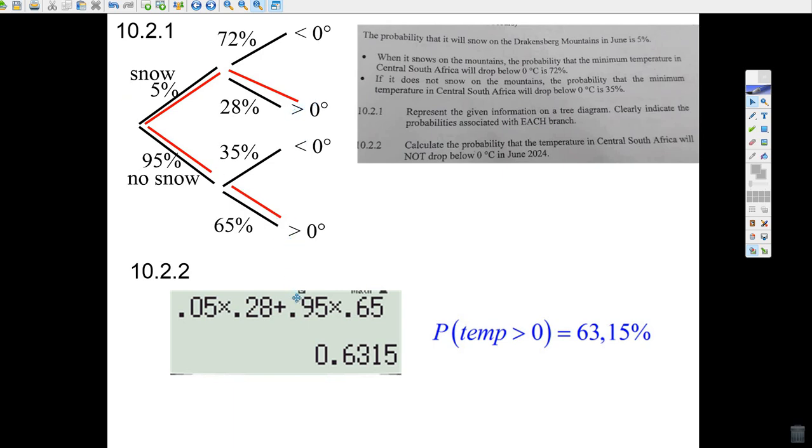And just multiply down the tree and add those things together in your calculator, and I got 63.15%, the probability that it will not drop below 0. And there you go. That's the whole thing done.